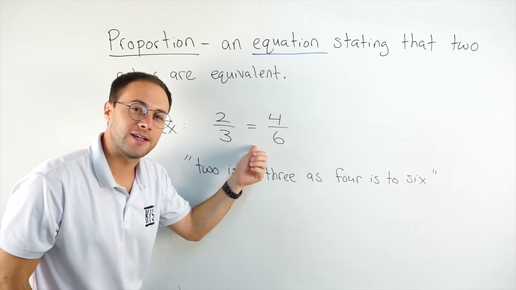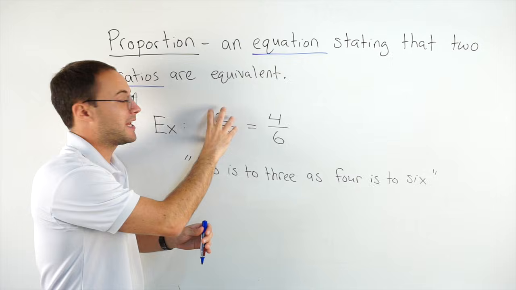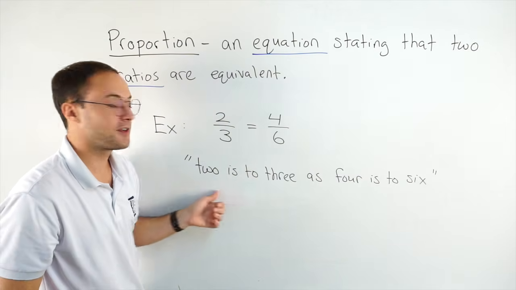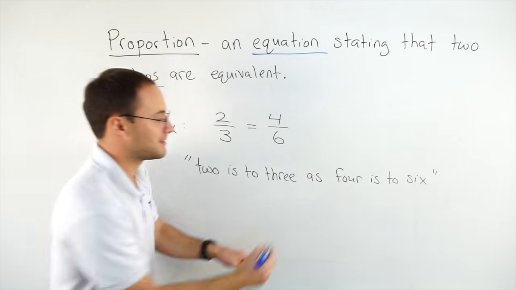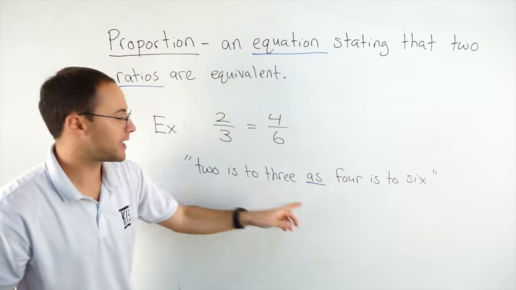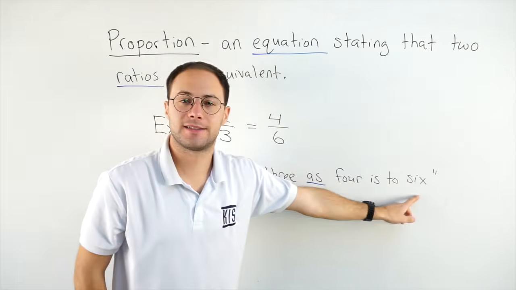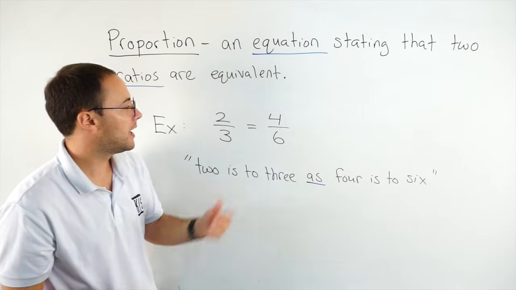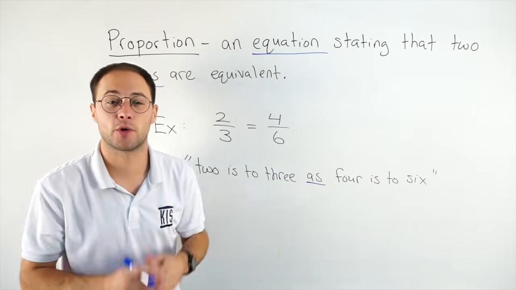The way you read this is basically saying the two ratios. 2 is to 3, that's the first ratio, as, that's where you have the equal sign, as 4 is to 6. That's how you would say that proportion out loud, and this is how it would be written. All right, let's get to our first example.